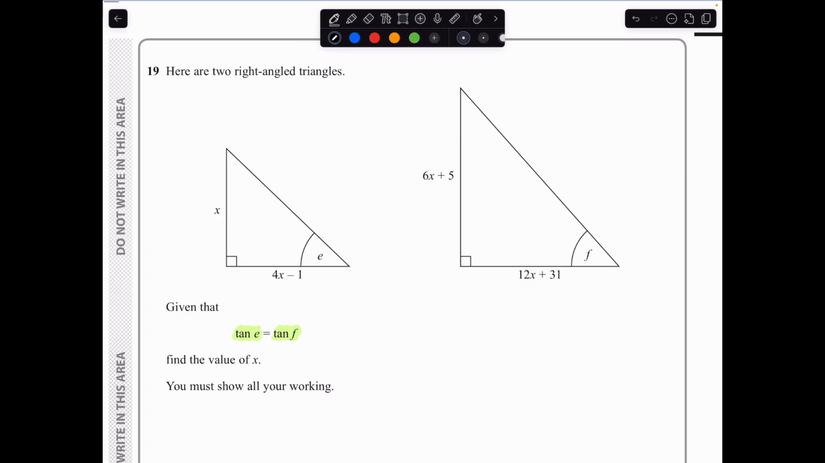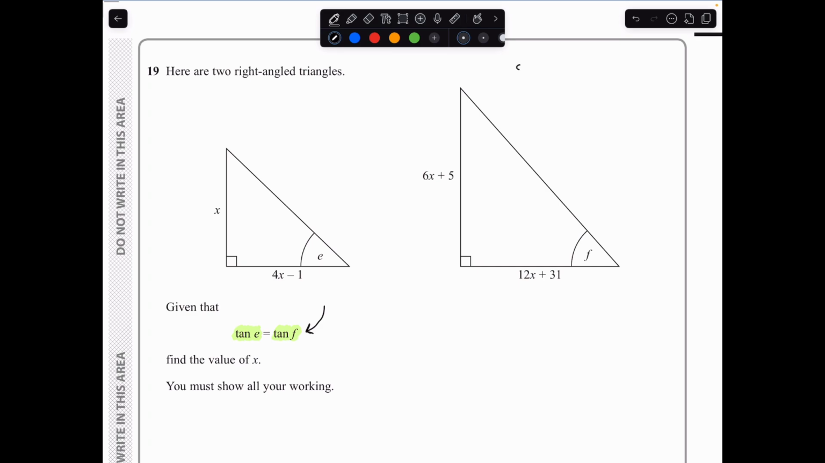So the first thing that we need to think about here is our triangles don't give us much information because we don't know what the value of x is, which we're trying to work out. We're not even given the angle E or F. So in other words, we don't really have a lot of information straight away. But here we need to focus on the significance of this. So if tan of E is equal to tan of F, how does that help us? The first thing that we want to think about here is, what does tan of E actually mean?